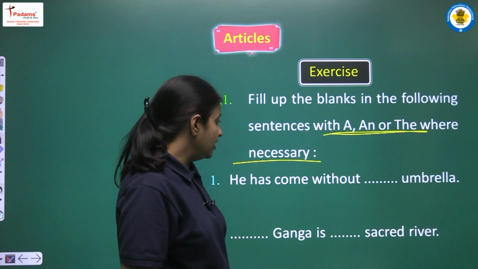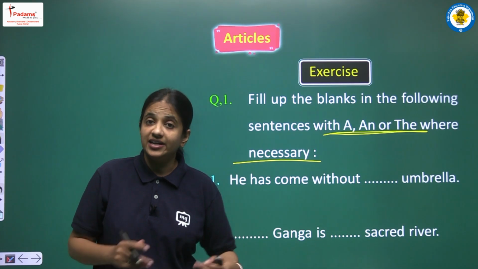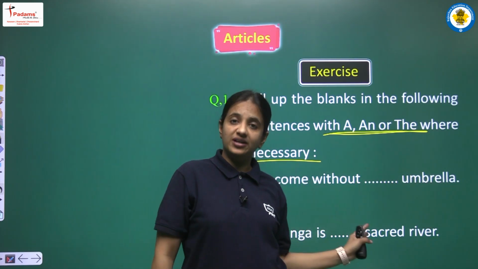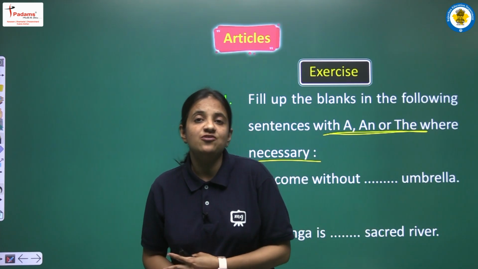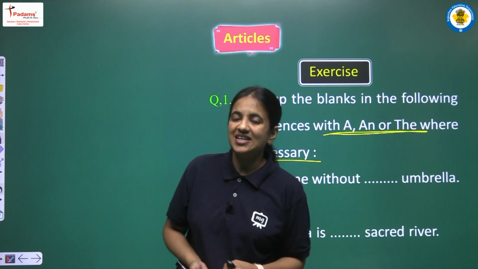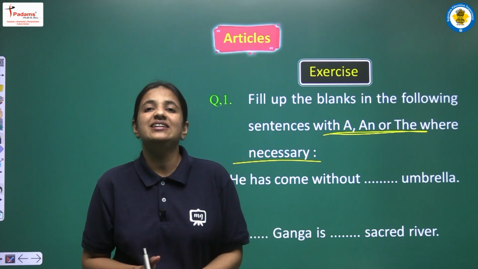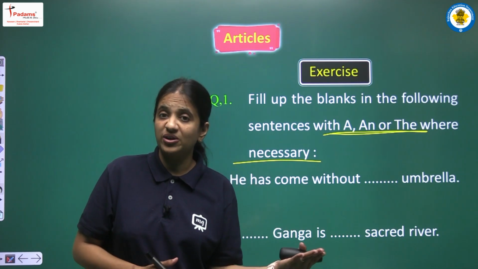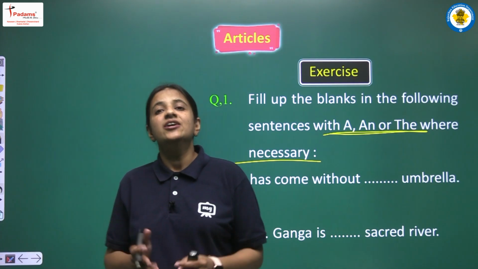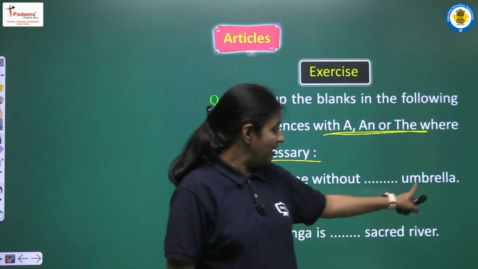He has come without umbrella. So students, when we are doing the article exercise, first of all we have to look at the word, that what word is given to us. The first thing is that we have to judge whether it is a noun or not. Second, we have to see that it is a singular noun or plural noun, and then we have to see that it is a countable noun or uncountable noun, right? And then according to the rules that we have discussed already, we have to fill the blank with the appropriate article. So here we are having umbrella.